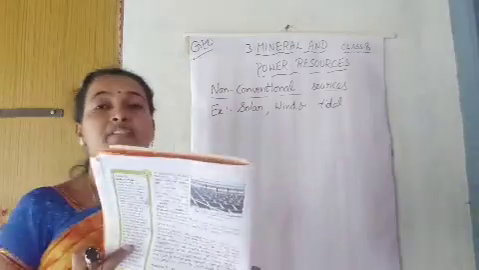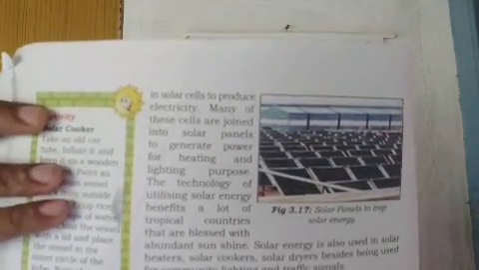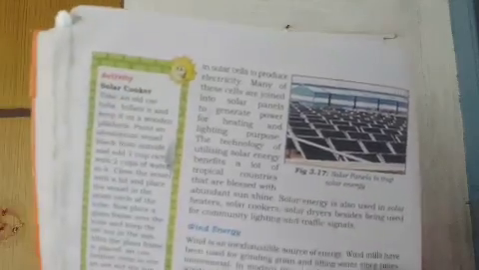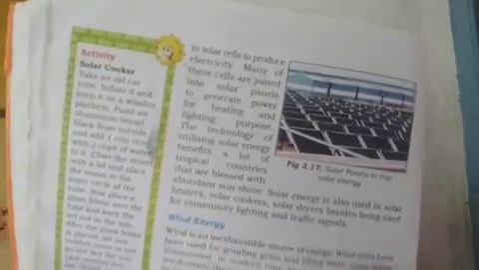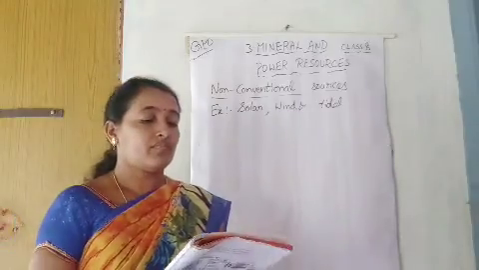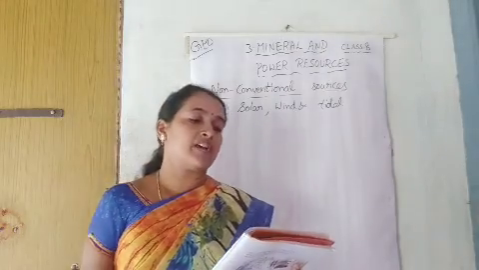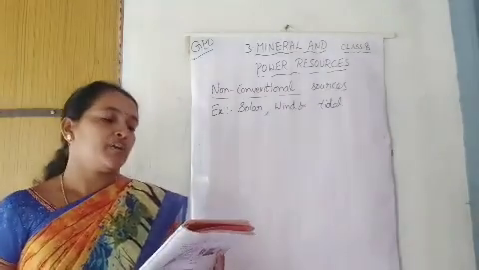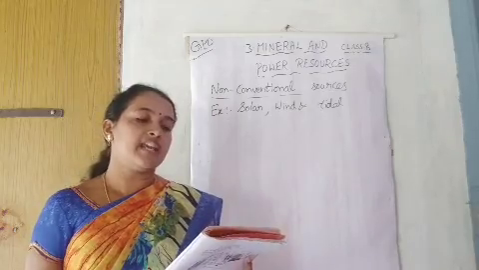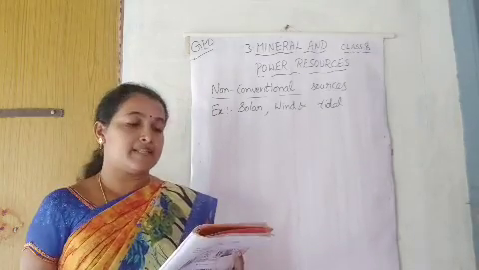See here they have given a picture also. See children, this is solar energy. Okay, like this black plates will be kept fixed on the terraces, and then we will produce energy from these. Many of these cells are joined into solar panels to generate power for heating and lighting purpose.